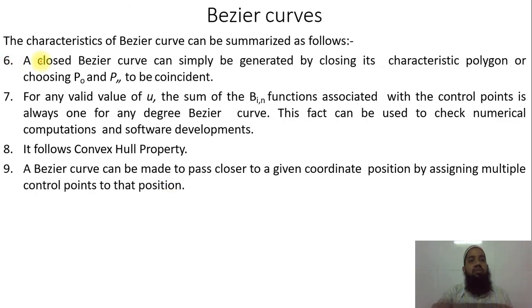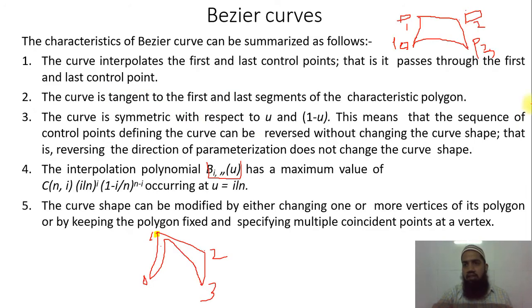Characteristic number 6 of the Bezier curve: a closed Bezier curve can simply be generated by closing its characteristic polygon, or by choosing P0 and Pn to coincide. Any endpoint can be closed; the polygon can be easily closed by connecting only the first point and the last point.